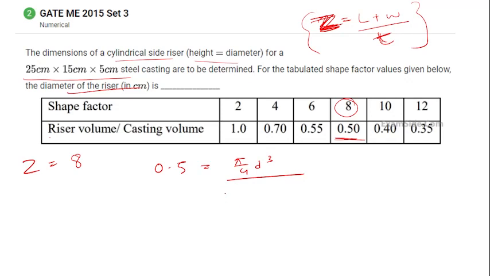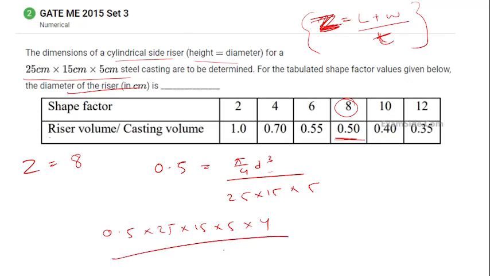Casting volume is what? 25 into 15 into 5. They are asking the value of d in centimeter. So it will be 0.5 times 25 into 15 into 5 into 4 divided by pi, raised to the power 1 by 3, is equal to d. So solve this. D is coming as 10.61, 10.60 centimeters.